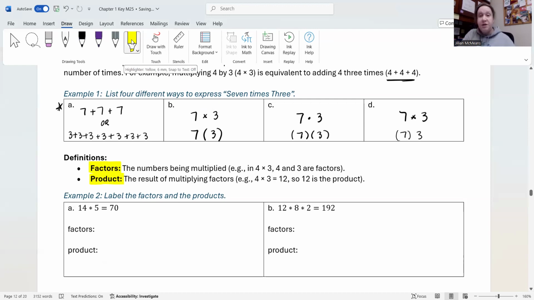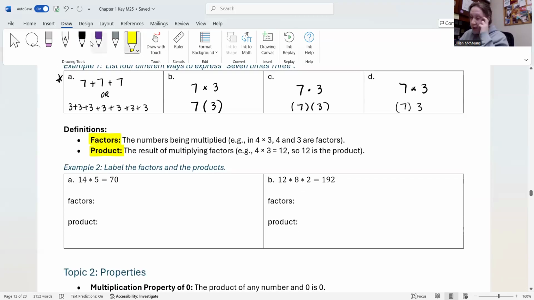Okay, so for example 2, it says label the factors and the products. Okay, so for part A, we have 15 times 5 is 70. Well, the factors here are 15, I think it's 14, believe it or not. 14 times 5 is 70. So the factors here would be 14 and 5. And then the product would be the answer, which is 70.